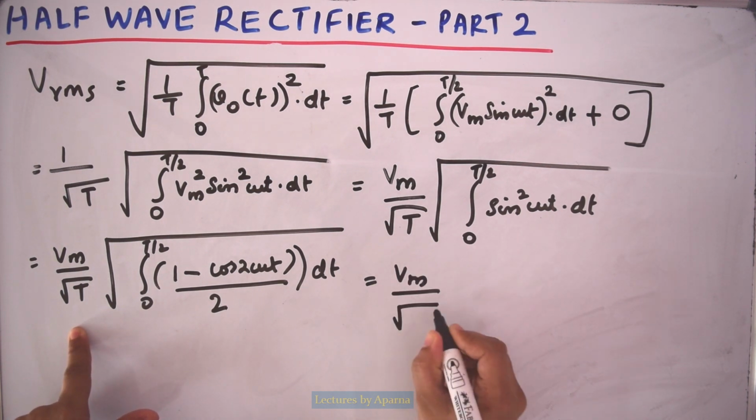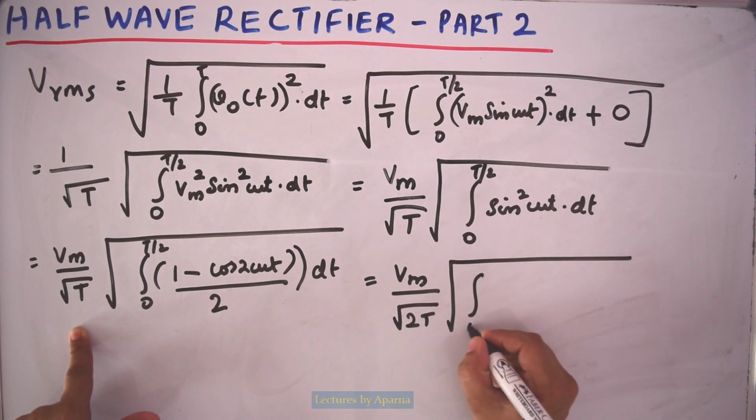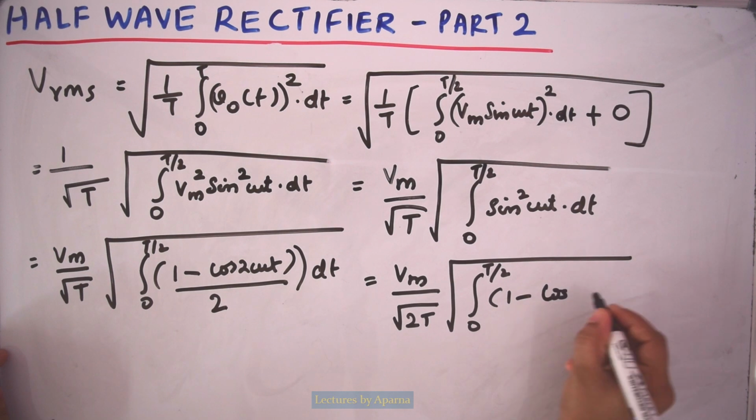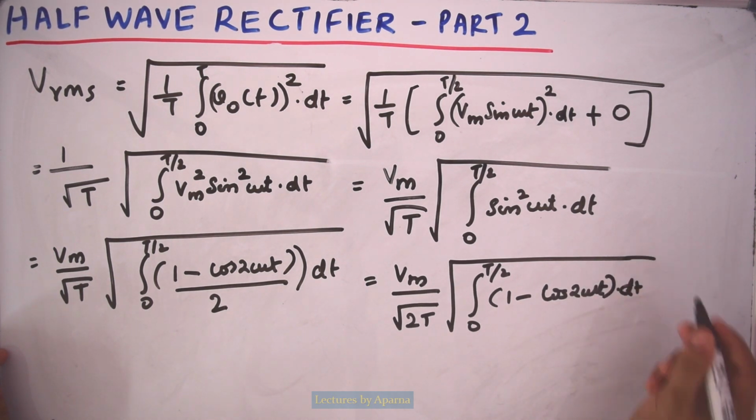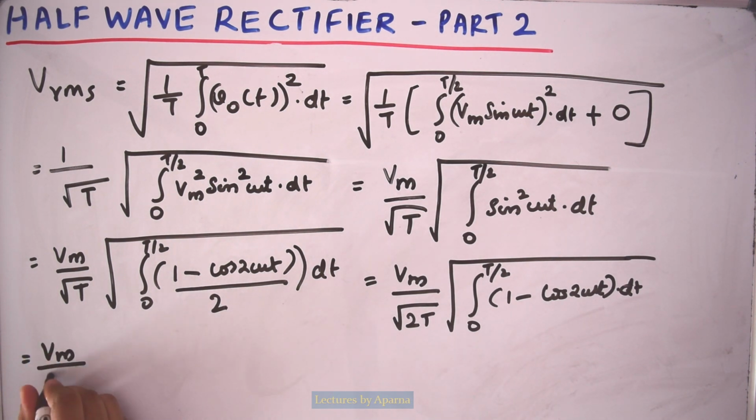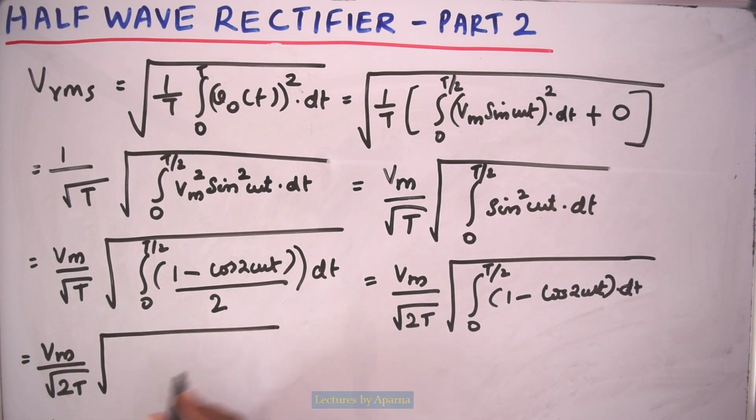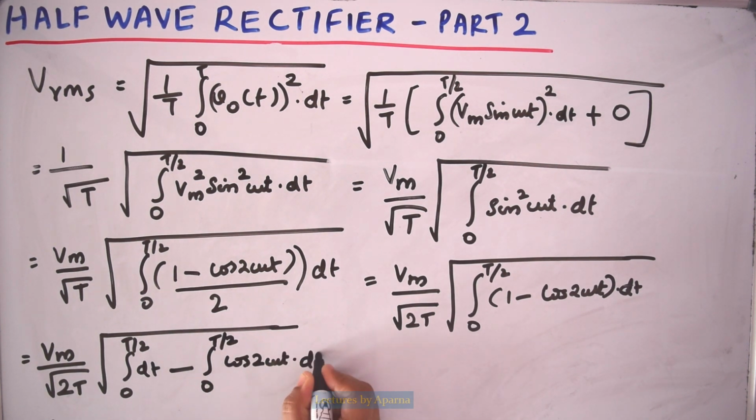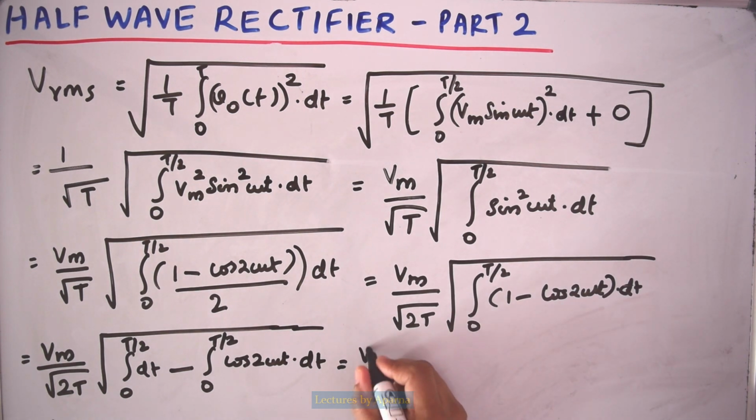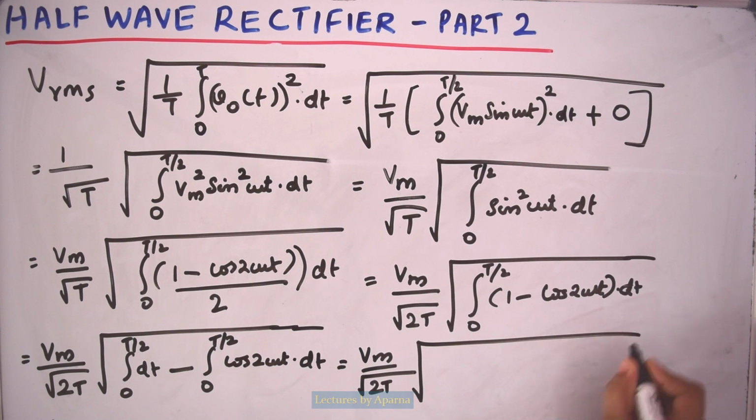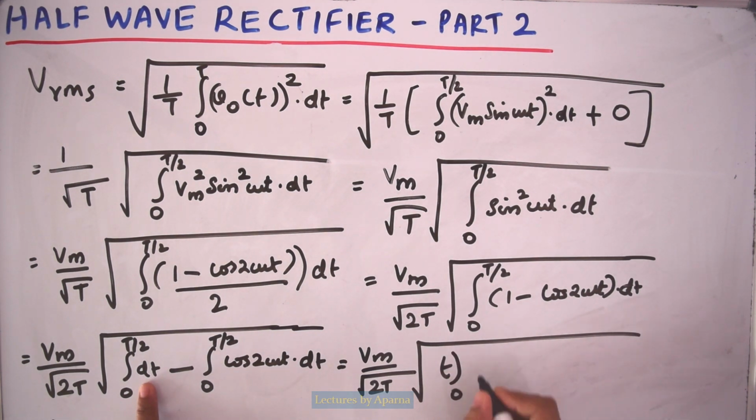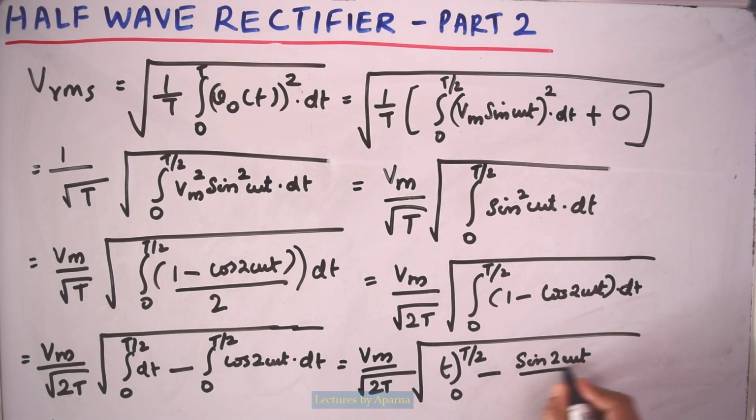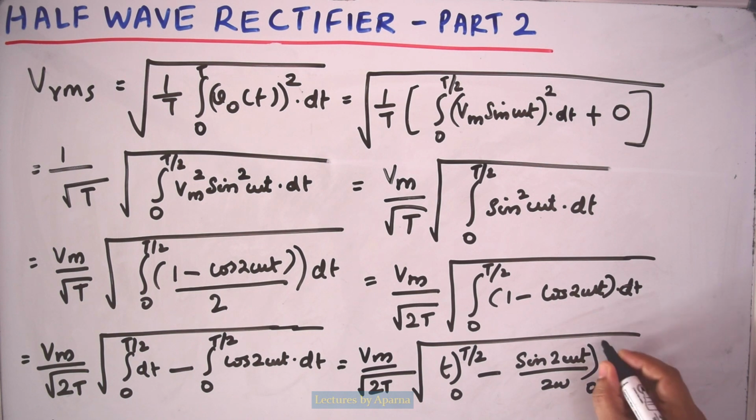Taking this 2 also outside, that will be Vm by root 2T into square root of integral 0 to T by 2 of 1 minus cos 2 omega t into dt, which will be equal to Vm by root 2T into square root of integral 0 to T by 2 dt minus integral 0 to T by 2 cos 2 omega t into dt, which will be equal to Vm by root 2T into square root of integral dt is T with limits 0 and T by 2, minus integral cos 2 omega t will be sin 2 omega t by 2 omega, limit is from 0 to T by 2.